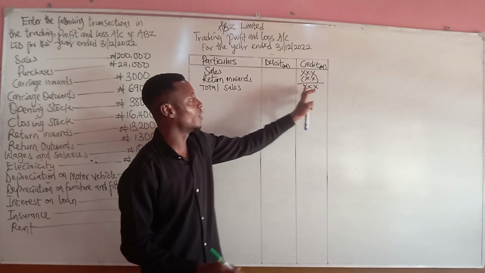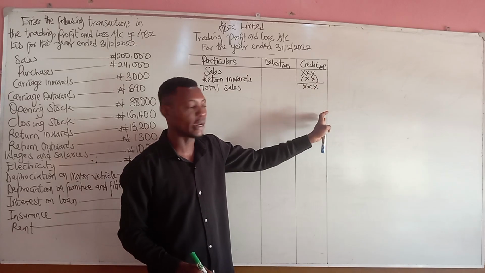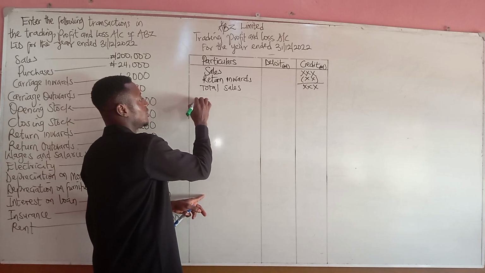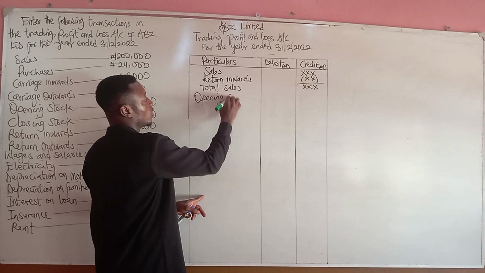So for the trading account, I'm done with this. This is my total sales. I'm done on the credit side. So I come to the debit side. The first item we normally have is our opening stock. So when opening stock is given.